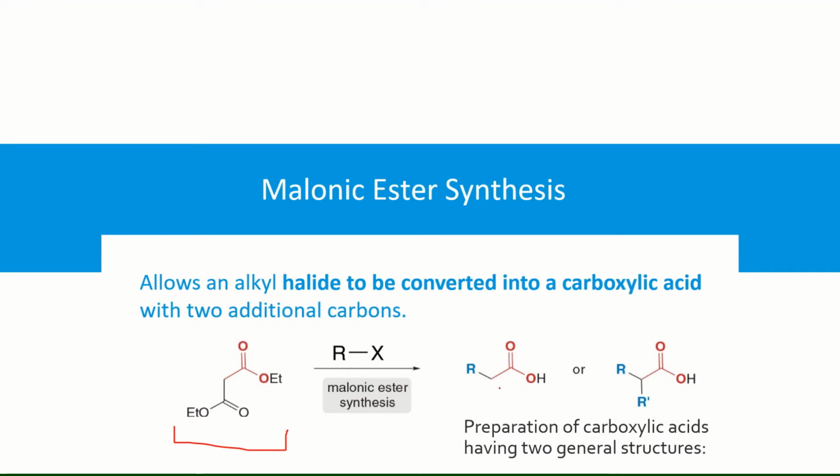You can see in the acid, really, it's a 2-carbon coupling. 2 additional carbons have been added. I also have the possibility, because there are 2 protons here, of adding another R group, and so I end up with 2 R groups on this alpha carbon.